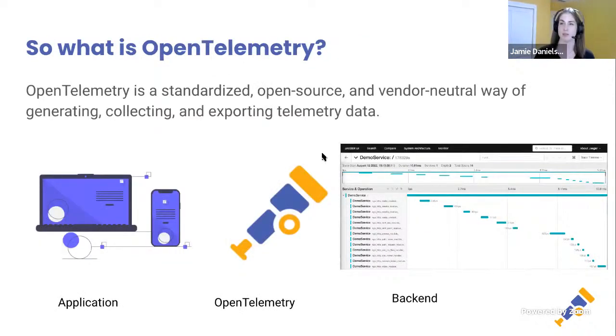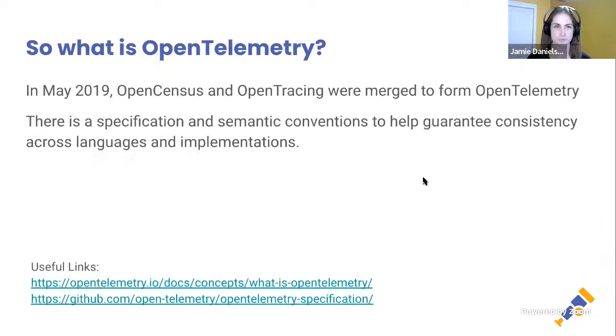So what's OpenTelemetry then? Well, OpenTelemetry is a standardized, open source, and vendor neutral way of generating, collecting, and exporting telemetry data. So we use OpenTelemetry as this format for observability. We have our application, we have OpenTelemetry, which is where we instrument our code, and then we have a backend where we can see where things are slow. This might be Jaeger, might be Honeycomb, it might be Zipkin, it might be Lightstep.